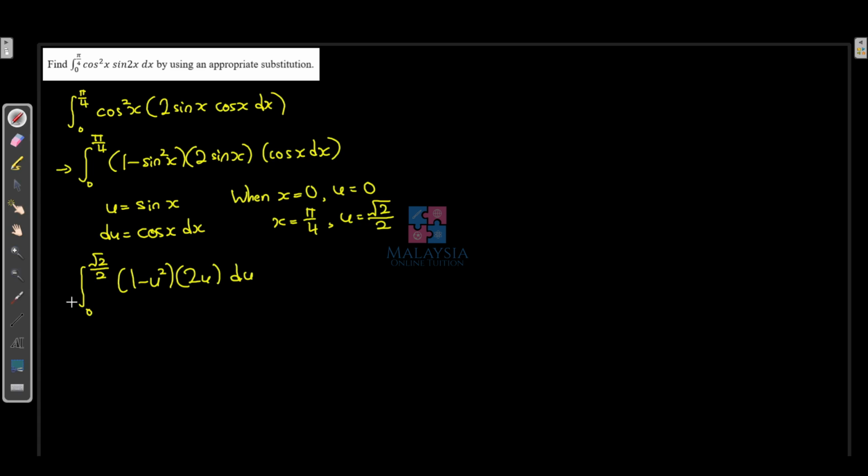So now what do we have? 0 until square root 2 over 2. Okay, so when we expand, we get 2u minus 2u cubed du. Okay, so we integrate this. So integrating, we get u squared minus 2u to the power of 4 over 4, which is 1 over 2 u to the power of 4, from 0 until square root 2 over 2.